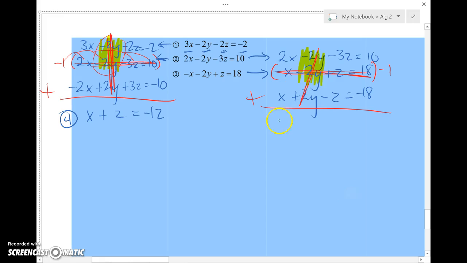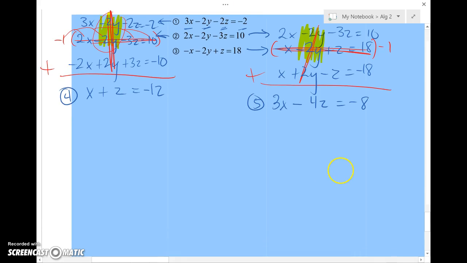2x plus x is 3x. Negative 3z plus negative z is negative 4z. And then 10 minus 18 is negative 8. And that's going to be equation number 5.